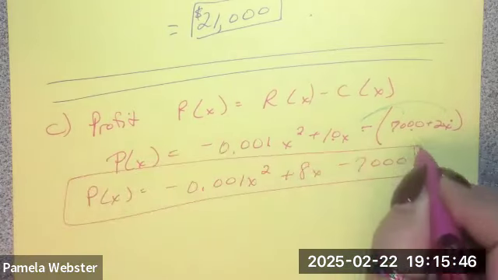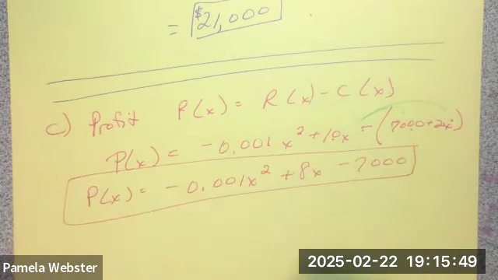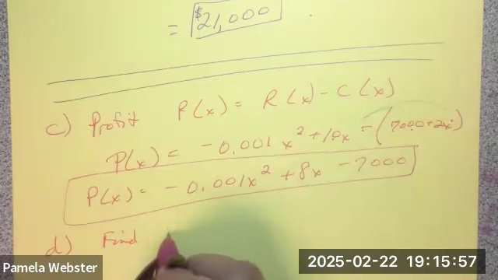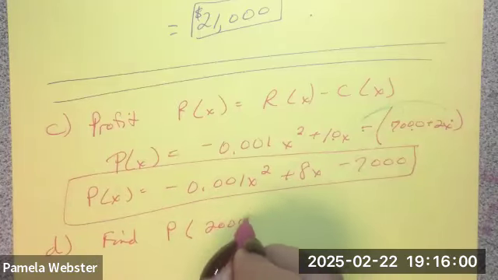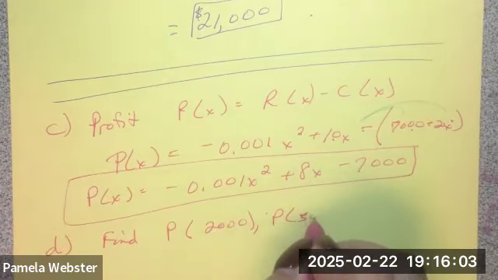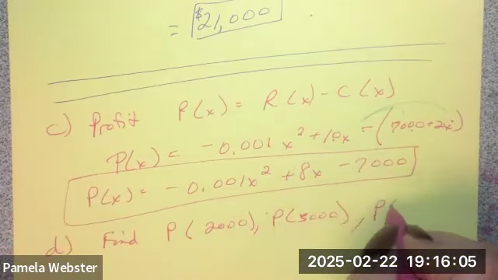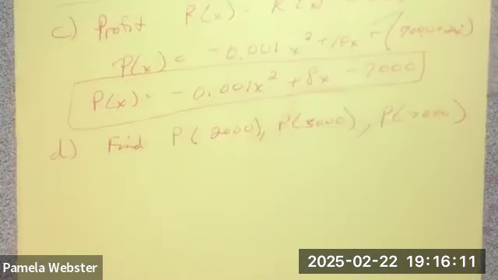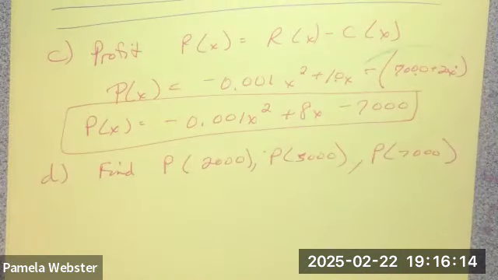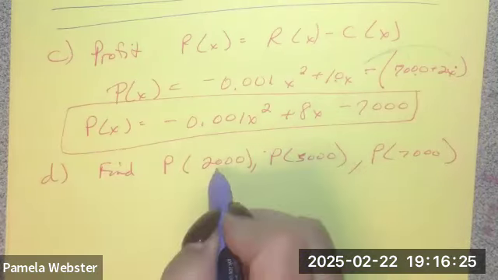Okay, so we've got our profit function, and the question says find the profit function, and then part D says find the profit at 2,000, the profit at 5,000, and the profit at 7,000. Okay, so now, you found the revenue a minute ago, but remember, that's not the money in my pocket. That's money into the account. I also still have to pay my costs.